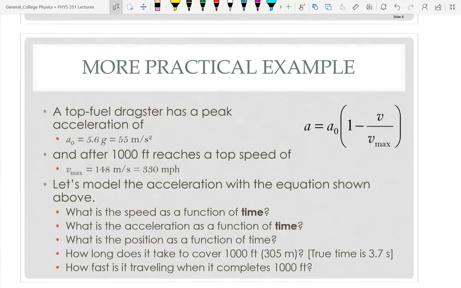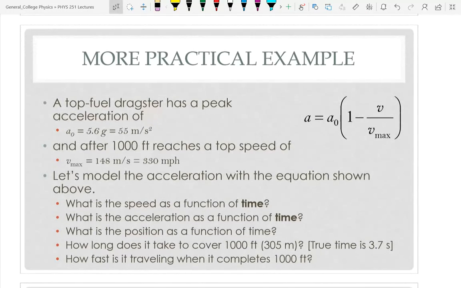Now let's go on to the practical example. A Top Fuel dragster has a peak acceleration of, and by the way, I'll point out now, in my processing of this problem, I make one intentional mistake. Just so when we get to the end and you see that there's a mistake, I have a slide after that saying what the mistake is. But if you see it now, you can go ahead and blurt it out. So it has a measured maximum acceleration of 5.6 Gs.